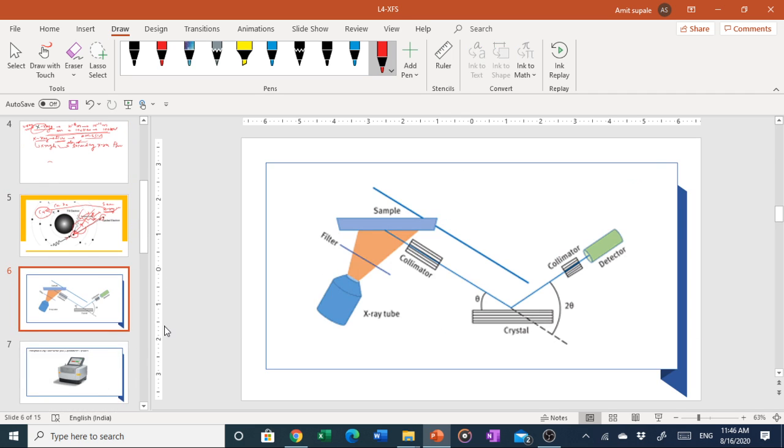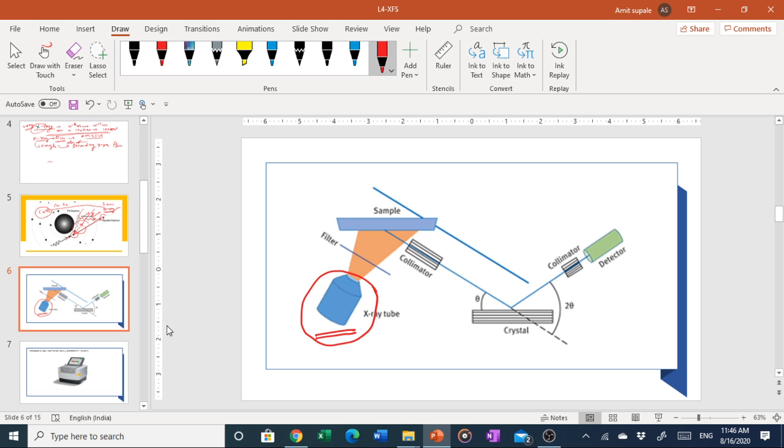We will come to the diagram of this instrument. So this is the X-ray tube, the X-ray source. Any cathode source or radiative X-ray generation source can be used, or a scintillation source can be used for generation of X-rays. The X-rays are generated through this tube, or a Coolidge tube can also be used. So X-rays are generated and they are now focused on the sample.